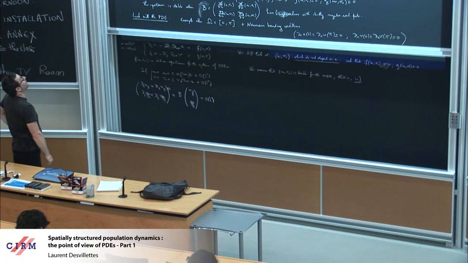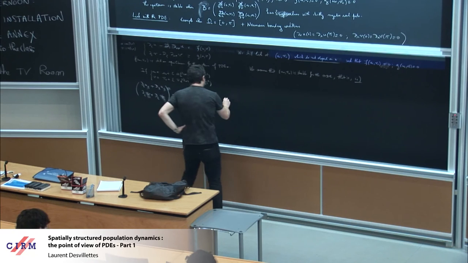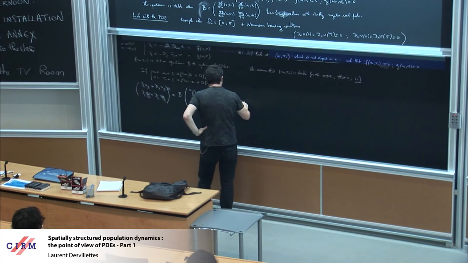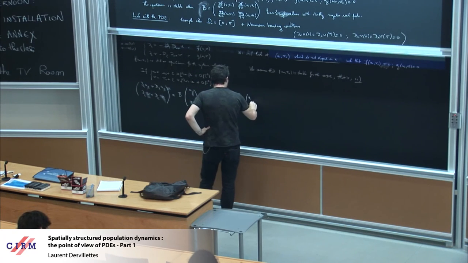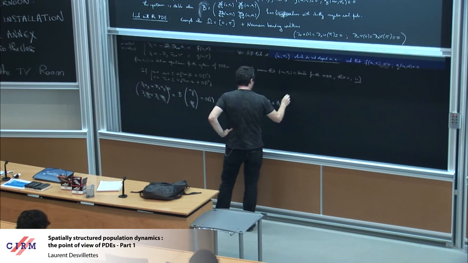So as you can see, this can be rewritten like dt of (u, v) is equal to (A plus B) (u, v).